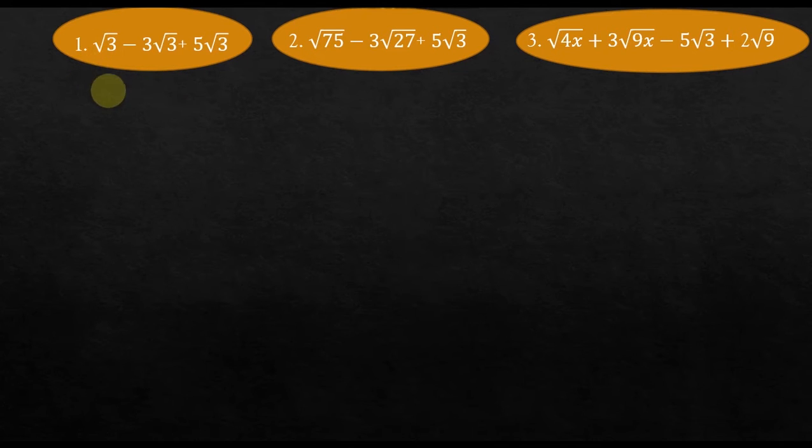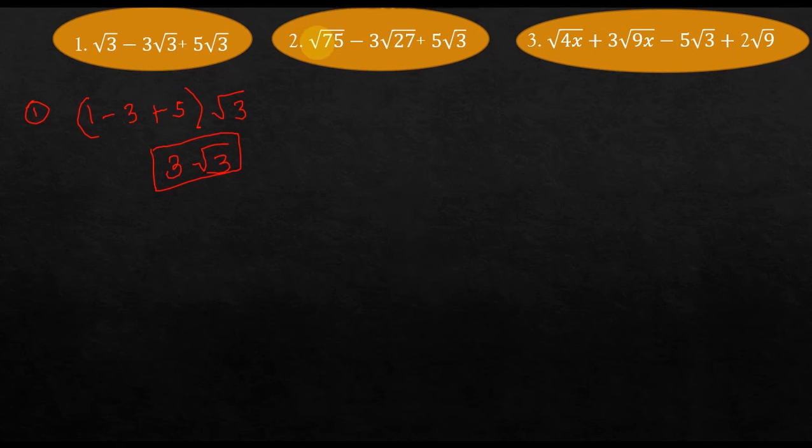To add these similar radicals, we just need to add or subtract the coefficients. So the coefficient here is 1 minus 3 plus 5. And then we copy the common radical, which is square root of 3. Now let's combine the coefficients. 1 minus 3 plus 5 will give us 3 square root of 3. So this is the answer for number 1.